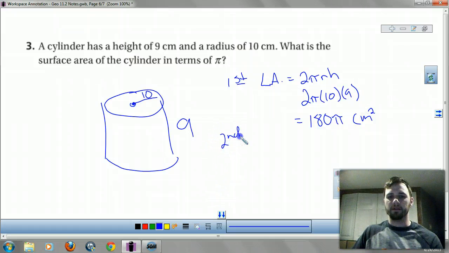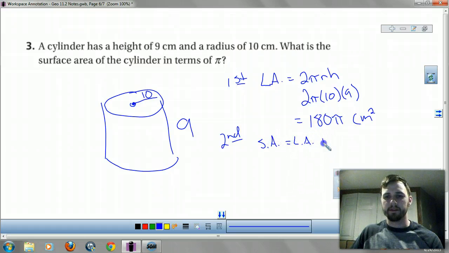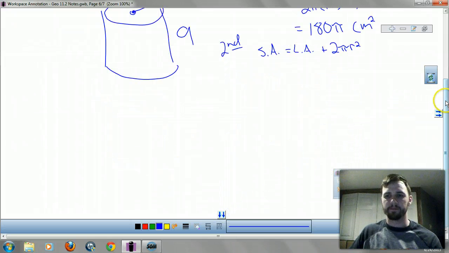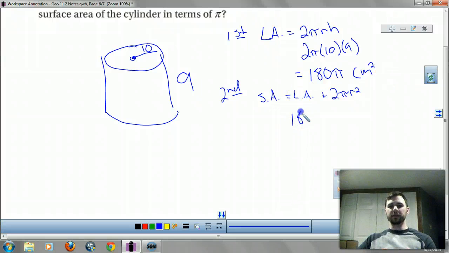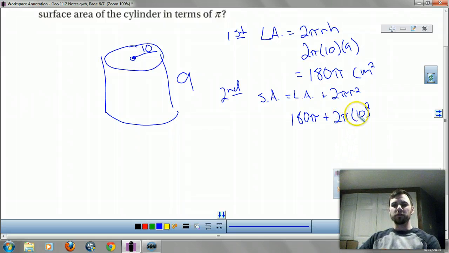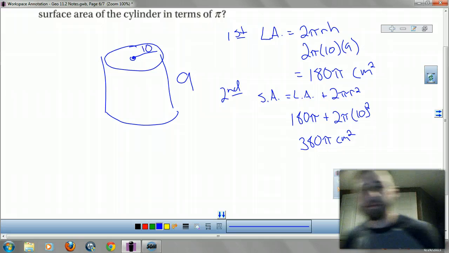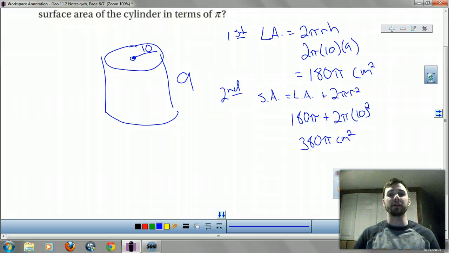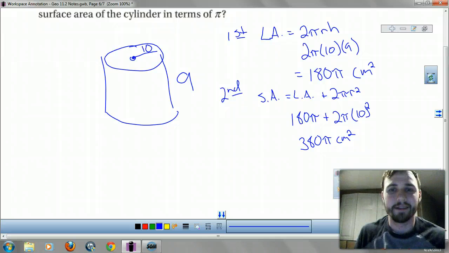Second, SA equals LA plus 2 times pi r squared. Our LA was 180 pi plus 2 times pi times our radius 10 squared. So 2 times 100 is 200. So we get 380 pi centimeters squared. And we're done. That's all there is to it, guys. Just plug in. All you need to know is a radius and a height.